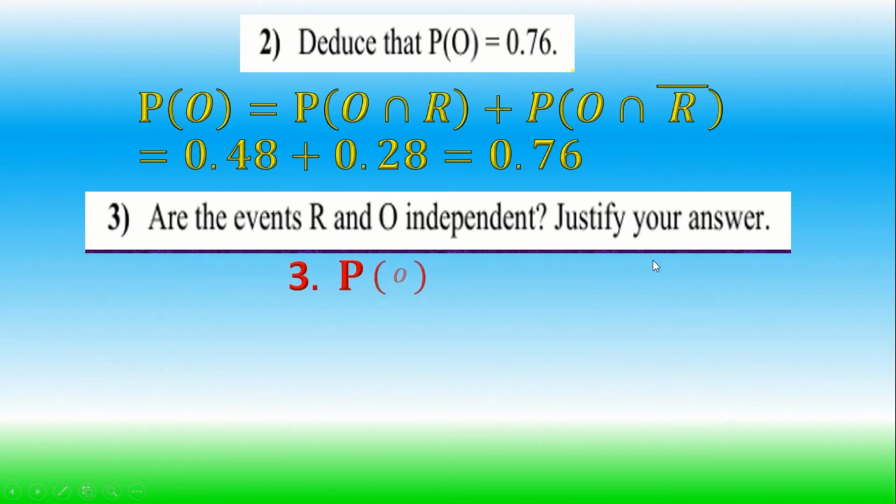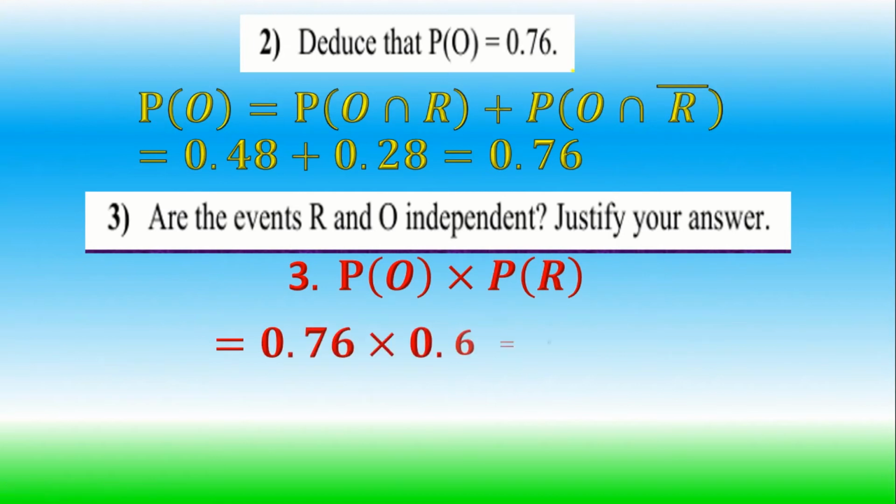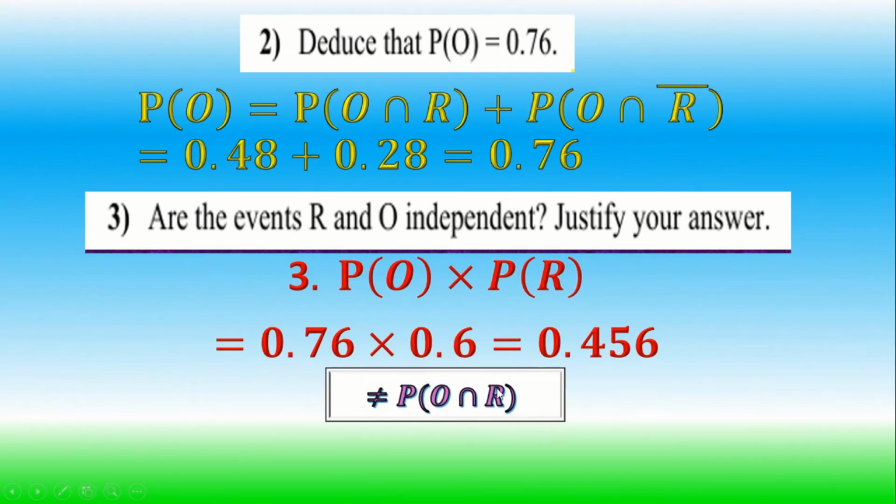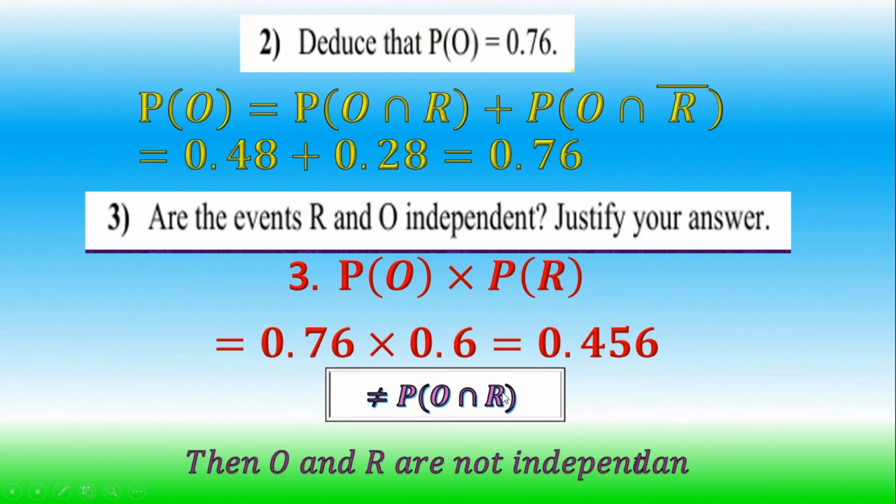Justify your answer. Note something, if we calculate P of O times P of R, isn't it 0.76 times 0.6? We have the probability P of O, we have just calculated it. P of R is 0.6 since we have 60% red balls, 60 out of 100, so it's 0.6. Well, as you see, the product is 0.456. It's completely different from P of O intersection R, we have just calculated it. Therefore, P of O intersection R is 0.48, different from 0.456. Therefore, the events O and R are not independent, they are dependent.